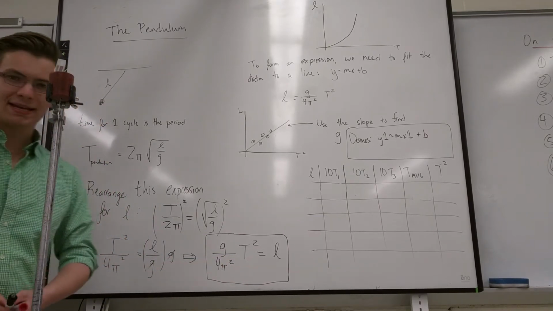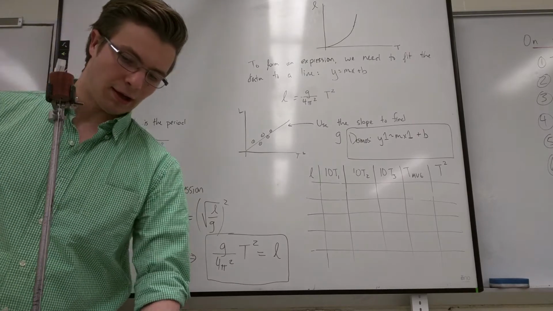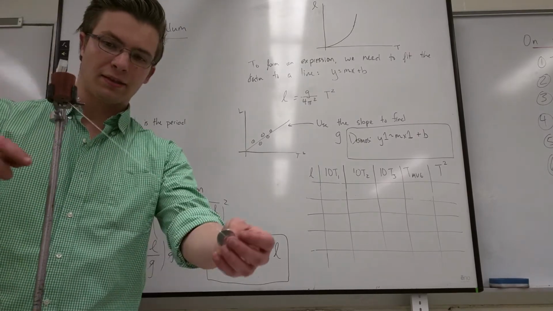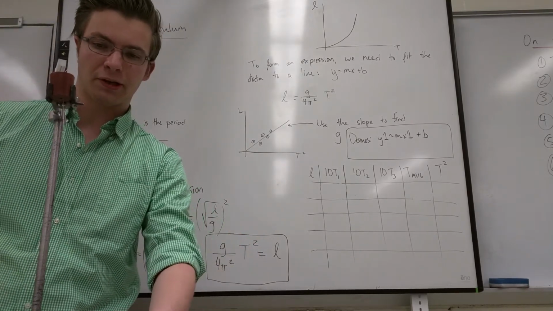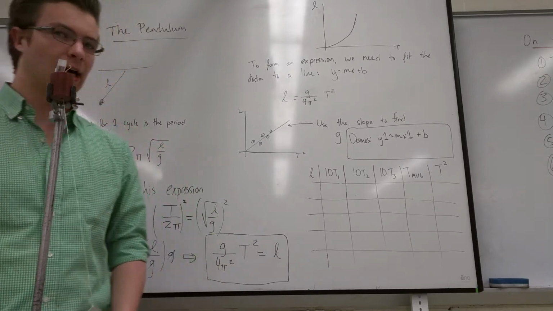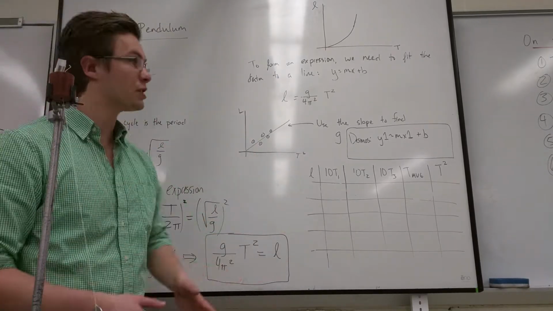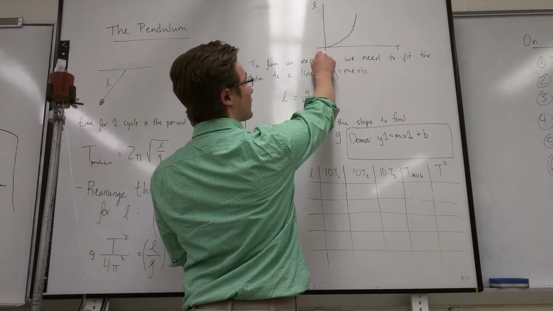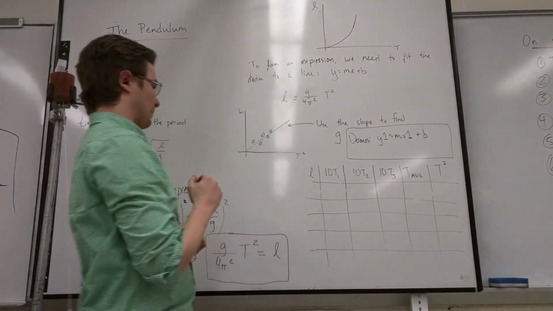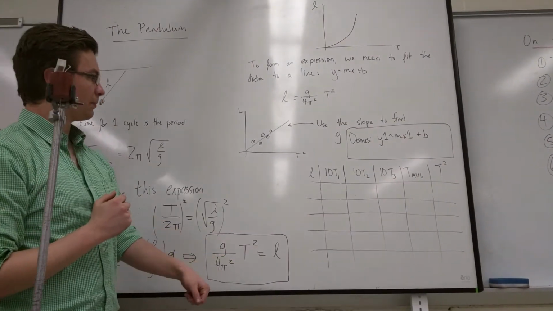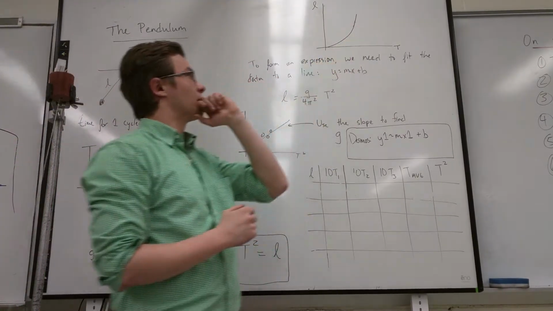If I were to take data where I measure the length of my pendulum and then I measure the period for small angles, and I took a bunch of data points, I would get a graph that looks something like this. Because T is squared, I get a parabolic function.